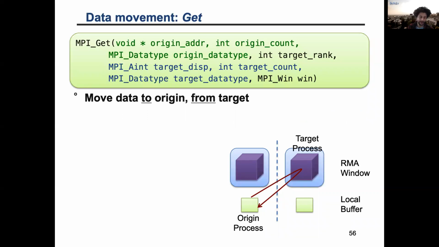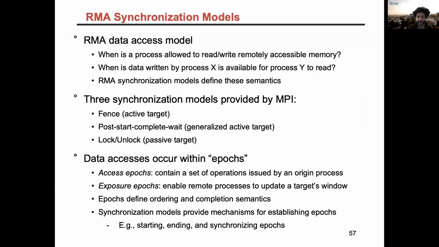Well, the reason get takes longer than put, especially for small messages, is because it's twice the latency. Get means, as the origin process, I have to make a round trip to the target process and fetch the data. But that's all there is. Still, in both cases, the target process is unlikely to be disturbed.